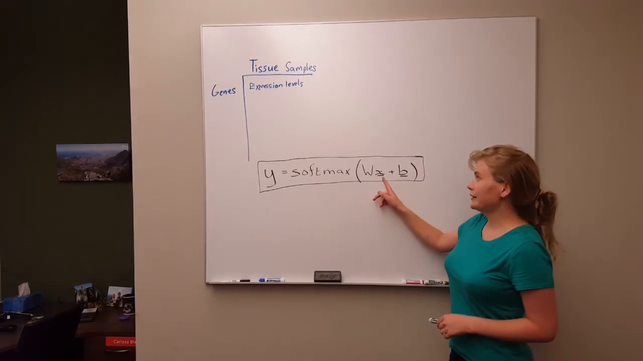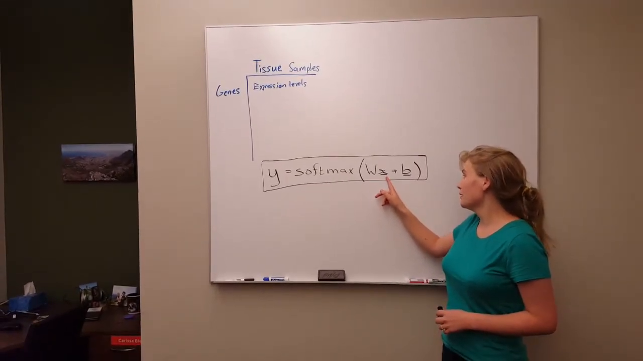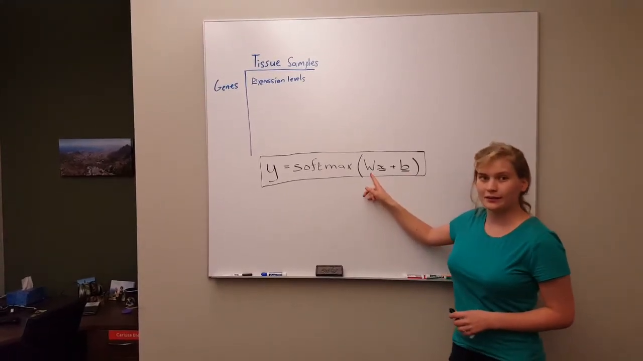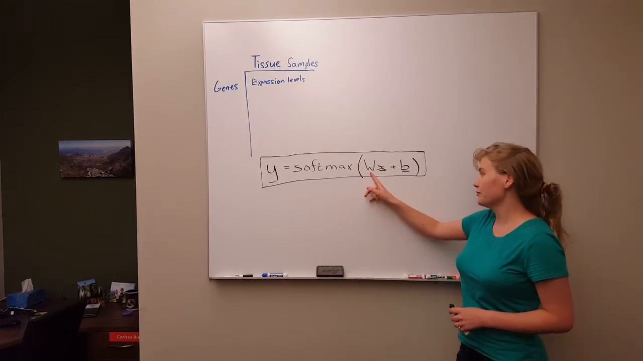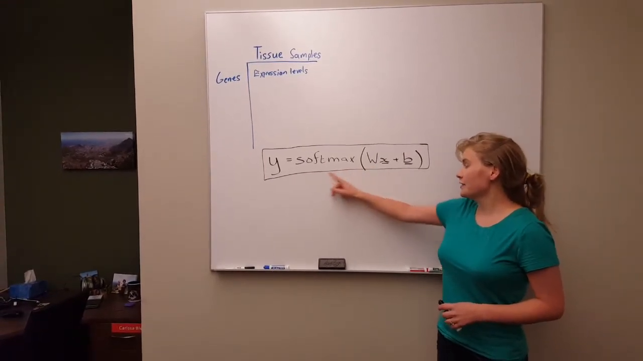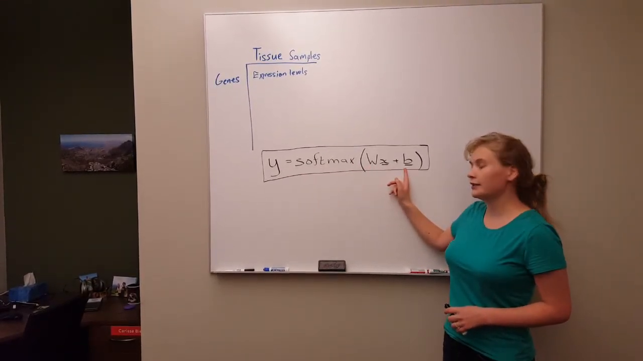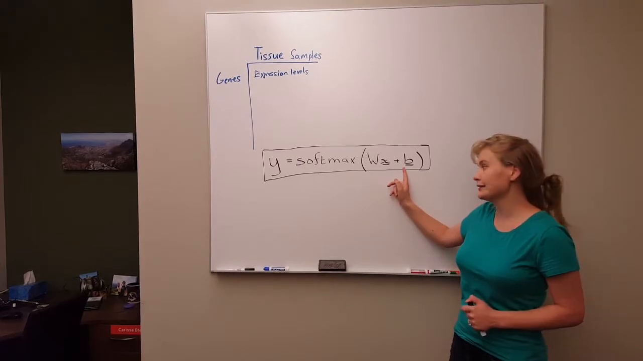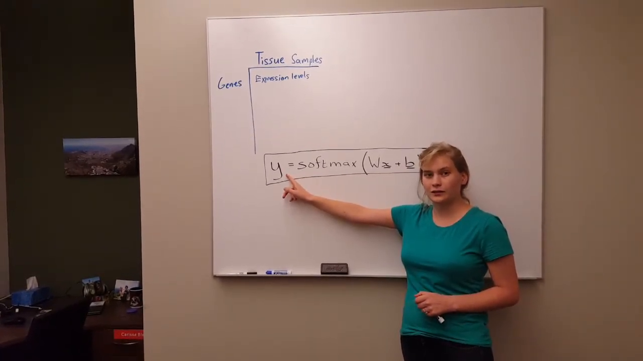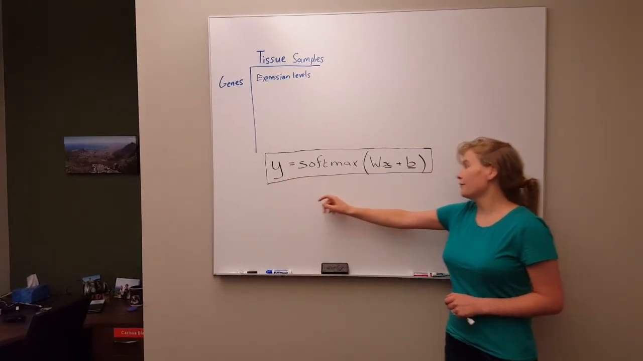X, the input, is the vector of gene expression values for a particular sample. B is the bias, and W is a matrix of weights for the different tissues for each gene. Softmax is a function that turns this linear function into probabilities, and then Y would be the resultant vector of probabilities for each tissue type.